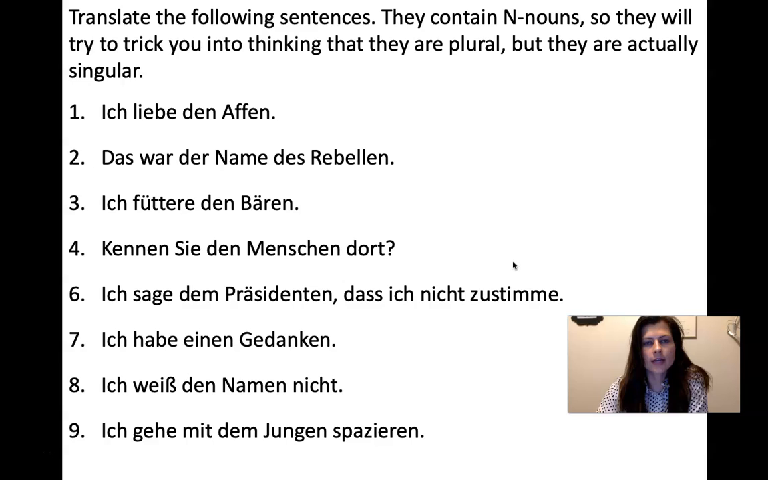So these are N nouns, and they look plural because of the ending on the noun. But you have to look at the article to let you know what's really happening. So, ich liebe den Affen. This ending makes it look plural because it's der Affe, right? And the N looks like a plural ending. But if you see den and you know that this is the direct object, then it has to be singular. I love the monkey. Ich liebe den Affen. See how that's singular there, not monkeys, but just monkey.